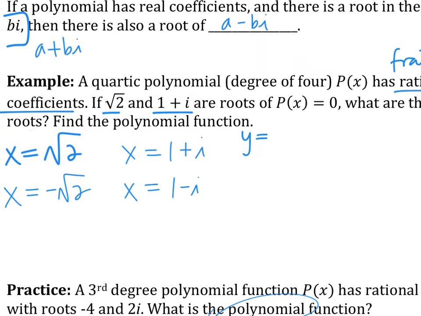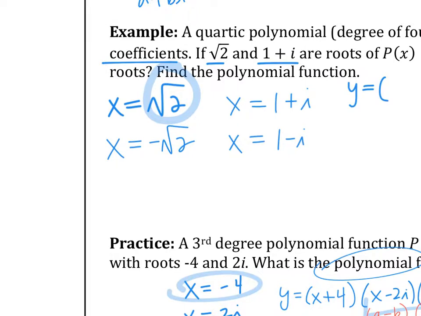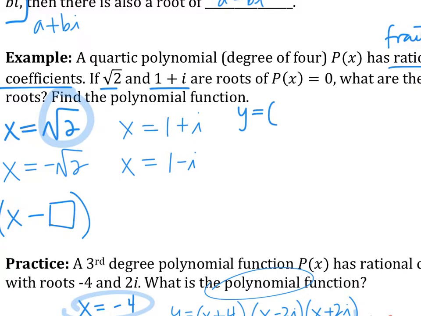If the root is square root 2, what is the factored form? Oh no. Okay, here's what you do. Every time you see a root, you always just subtract to get to the factored form. All right, try one more time. If the root is square root 2, what is the factored form?